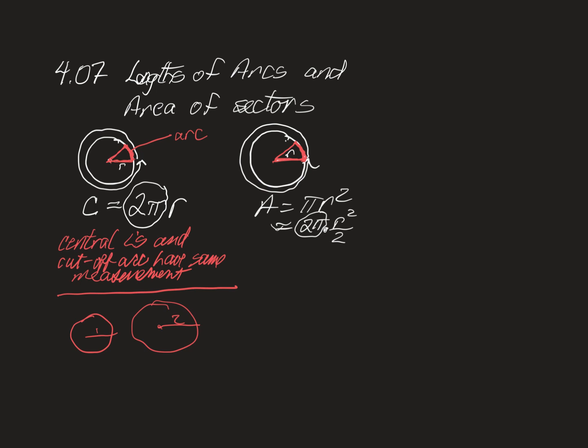And so we can think of any arc just like we thought of 2 pi as an angle. We could say this arc is going to be whatever fraction of the circle that we have. And so what happens is we get that the length of an arc, or arc length, is equal to the angle in radians, theta, times r, the radius.